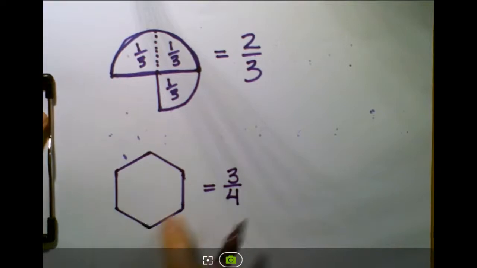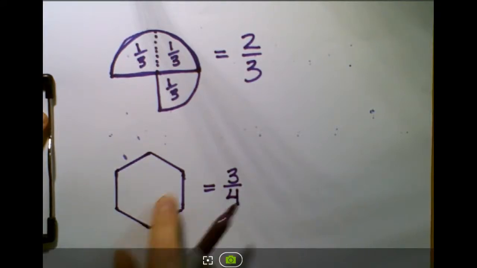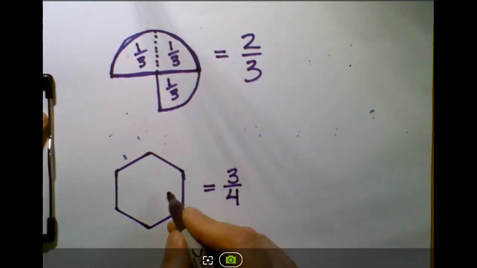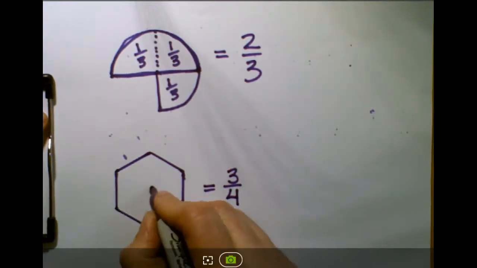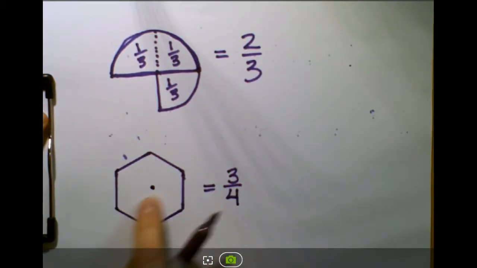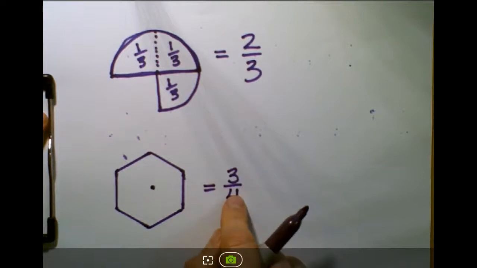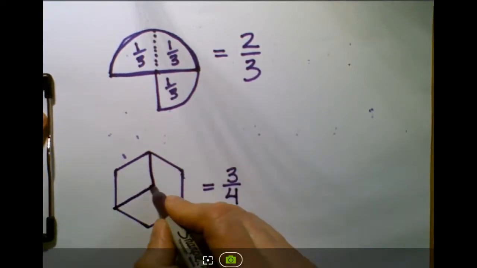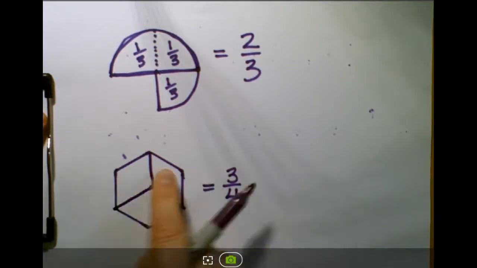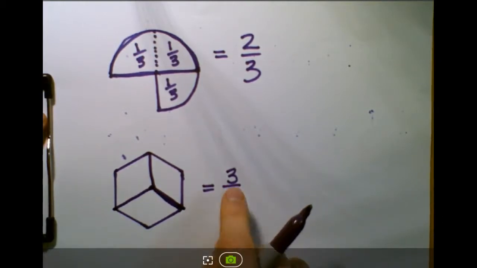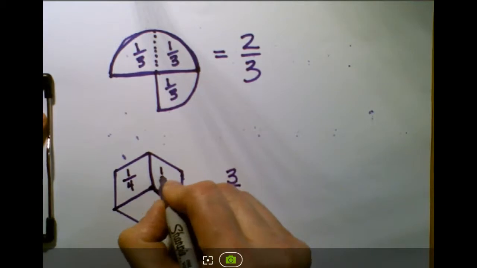So here I have a hexagon, and I'm saying that this hexagon is equal to 3/4 of the whole. What is the entire whole going to look like? What I need to be able to do in order to solve this is break this into three pieces so that I can find out what that 1/4 is going to look like for each one. So I break it into three pieces: 1, 2, 3. All of those pieces are the same size. I've divided that equally into three pieces. Each piece is 1/4.